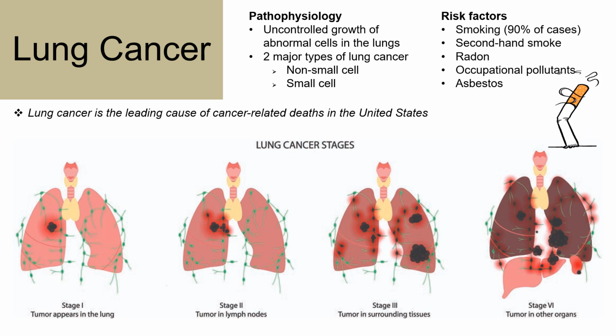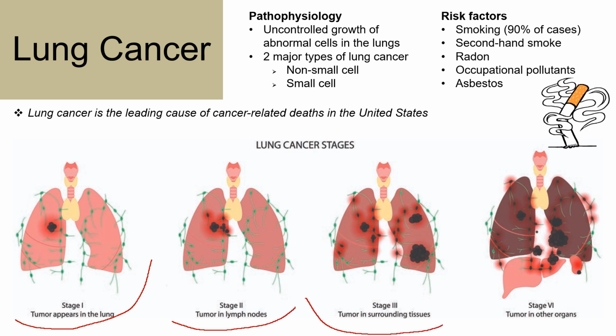Okay, so here in this picture, again, I know we are all aware of what cancer is. Stage 1, tumor appears in the lung. Stage 2, it's now in the lymph nodes. Stage 3, it has traveled into the surrounding tissues. And stage 4 is metastasis to other organs.